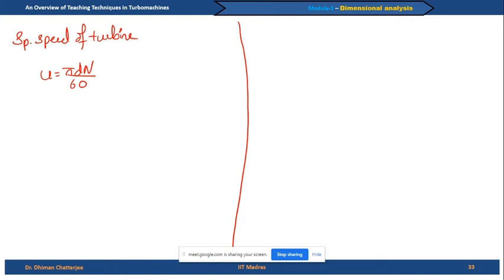I will try to explain the basics of this formula. What do you mean by pi D here? Pi D represents the circumference of a circle. Am I correct? The circumference is given by 2 pi r, and 2r gives you D. So pi D is nothing but the circumference of a circle. And what is N? N is the speed, or rotation per second, we say.